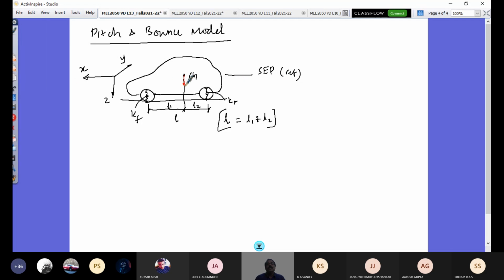One is the linear translation of CG, Z. Another one is the angular motion of my vehicle body about CG, and that is positive in this direction, clockwise, as the Y axis is here. So the moment here is positive in this direction, and downward direction is positive. So this is the oscillation that I get. This one is the pitch motion, and this one is the bounce motion, up and down from the static equilibrium position.